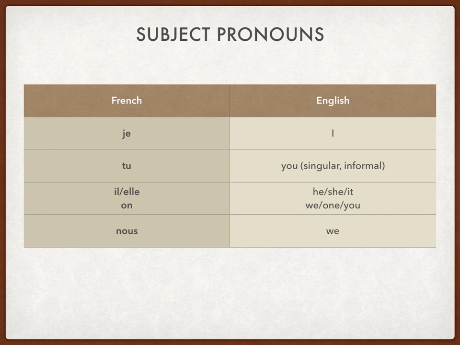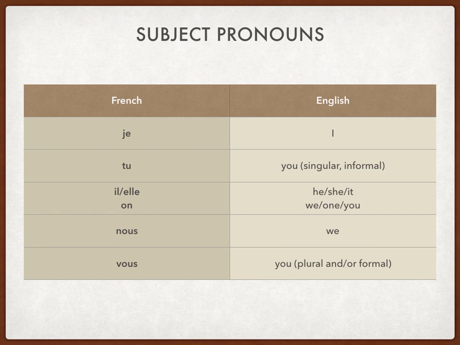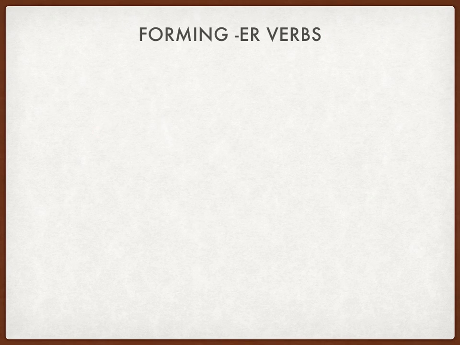Nous means we, and vous is the plural and or formal form of the word you. Finally, ils and elles both mean they, depending on whether you're talking about a masculine or mixed group or a female group. On to the topic of today's video, forming ER verbs.